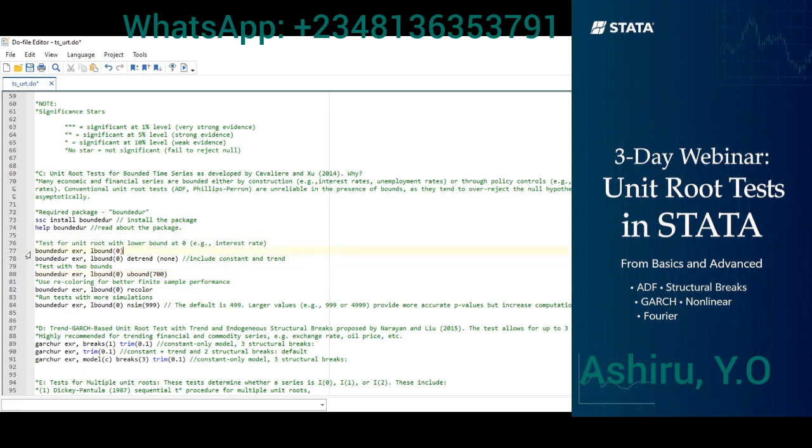So let me run the first one. Because I don't have interest rate as a variable here, I'll be using exchange rate. I'm using exchange rate at level here because this one is not log. So if I run this, let me run that.